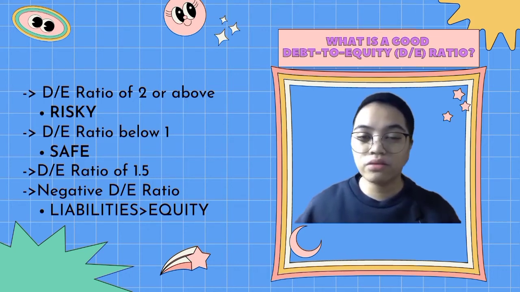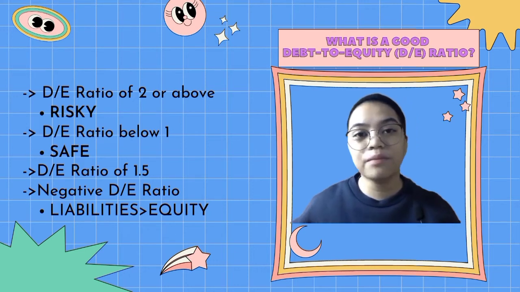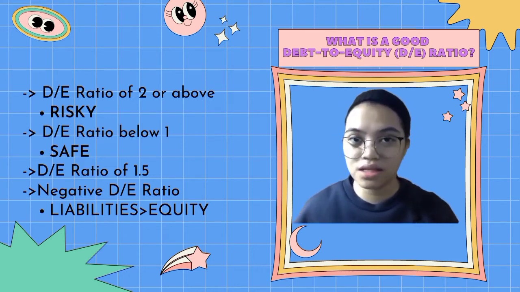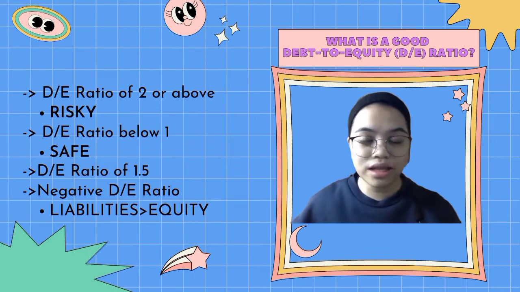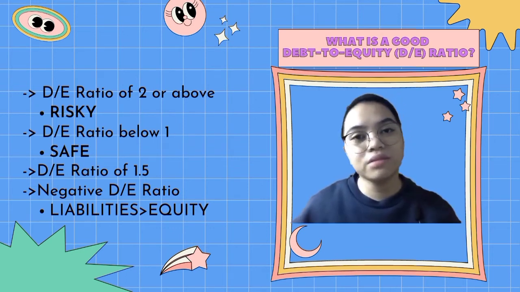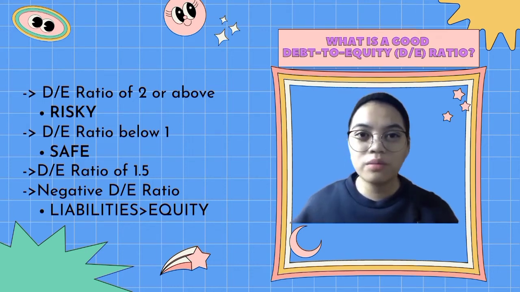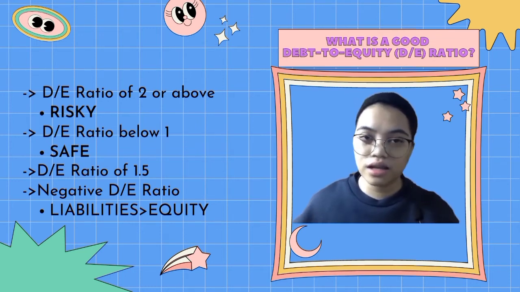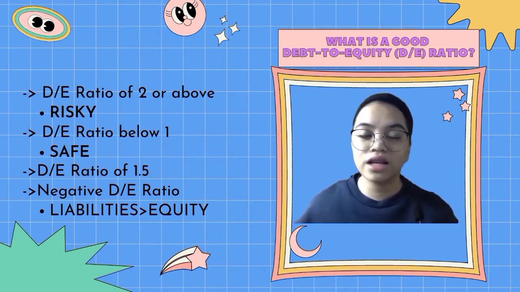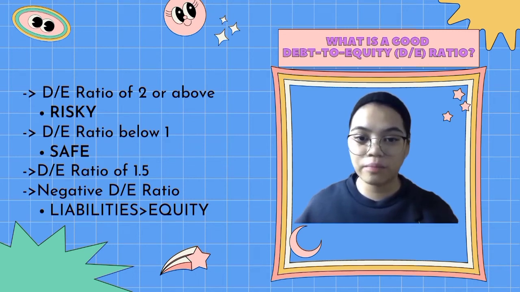Now, if the ratio is 1.5, it means na may kakayahan pa mag-operate yung business, like Apple, it has 1.8. So, may kakayahan pa silang mag-operate ng business, but yung malaking portion na inutang nila, which is dapat mapunta sa income eventually, is napupunta lang sa expenses, like operating expenses, salary expenses, and etc.